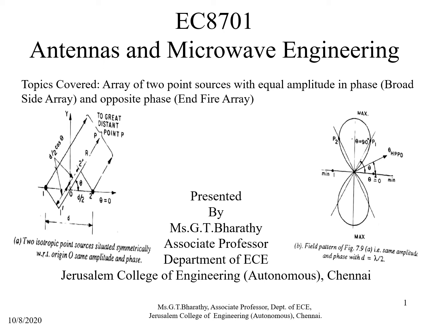Good morning, students. In today's class, we are going to see array of 2-point sources with equal amplitude in phase, which is the broadside array, and array of 2-point sources with equal amplitude and opposite phase, which is end fire array.